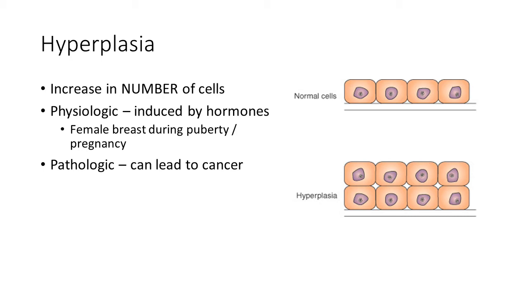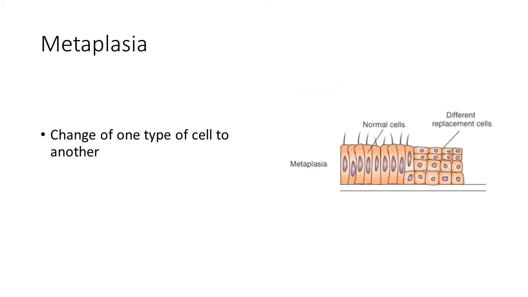Pathologic hyperplasia can also be hormonal. Example, endometrial hyperplasia following estrogen excess. But the pathologic hyperplasia is more serious because it can lead to cancer. Metaplasia refers to change of one type of cell to another. For example, a columnar cell transforming into a squamous cell.